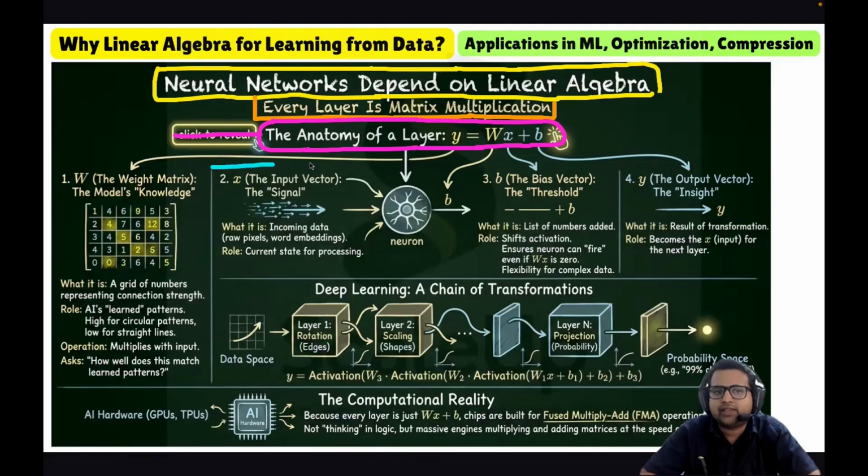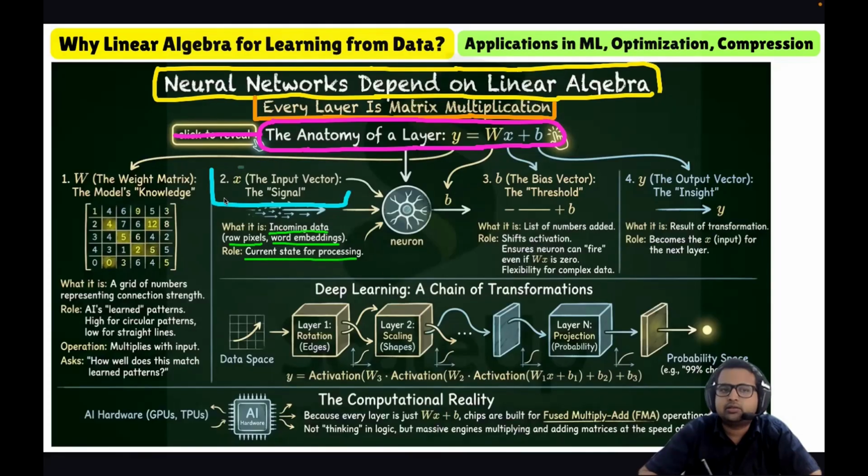Now in this equation, we have small x, which is the input vector. It is the signal, the incoming data into the layer. In the first layer, this is the raw data. That can be pixels, audio frequencies, or word embeddings. In the later layers, it is the abstract features detected by the previous layers. What is the role of this input vector? It provides the current state that needs to be processed.